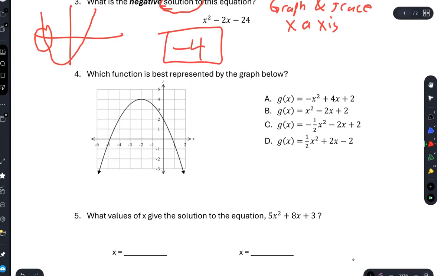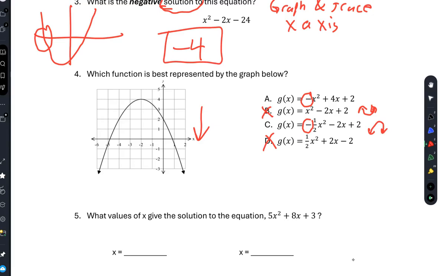The next one. This graph opens down, doesn't it? That means the x squared has to be negative. These two are wrong. So if the x squared is positive, it opens up. If the x squared is negative, it opens down. I want my zeros to be right at -5 and right at 1, don't I? So let's try choice C, because this parabola looks wider than the parent function, and the 1/2 is going to make it wider.